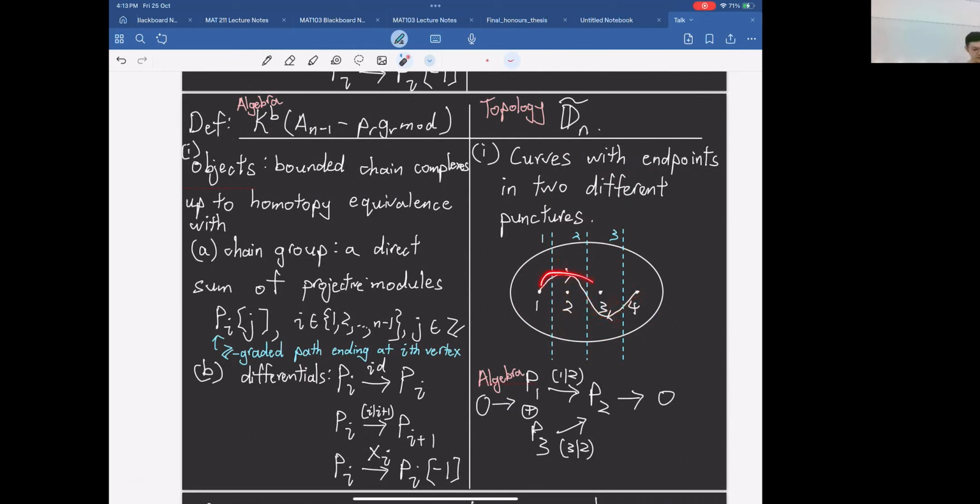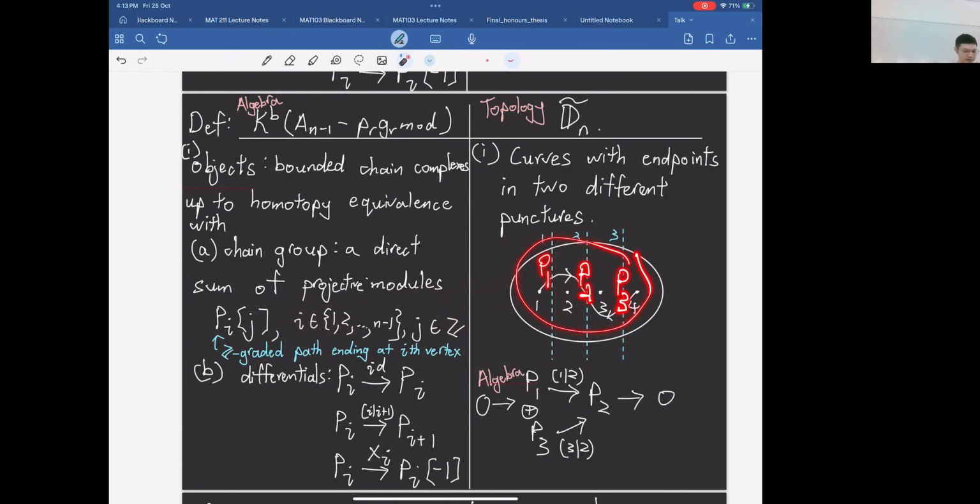So how do we go from this curve to this algebra here? Basically, you draw a vertical line between these vertices and name them in sequence 1, 2, 3, for example. Then you look at the intersections between the vertical lines and the curve. In this case there are 3 intersections, and these correspond to 3 modules here. Based on the intersections with the vertical lines, this one is related to P1, this one to P2, and the other one to P3. So there are 3 modules, 3 chain groups, you need to put together.